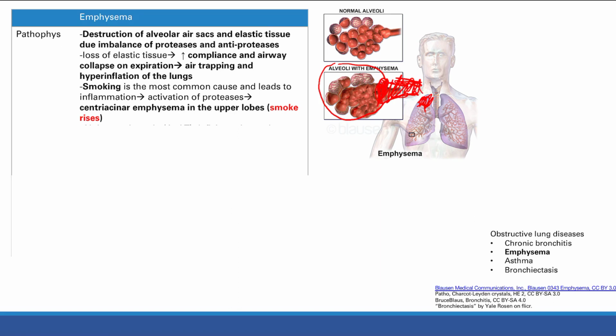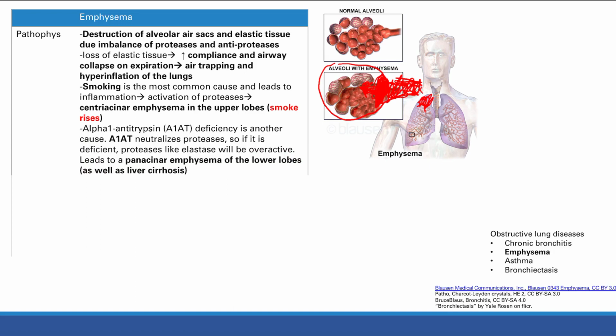And that's because, if you think about it, smoke is going to have more trouble getting farther and farther. Smoke is going to slowly diffuse and cause damage, and it's not going to get all the way to the end. So you're only going to get damage all the way over here. Okay, so you get central acinar emphysema in the upper lobes.